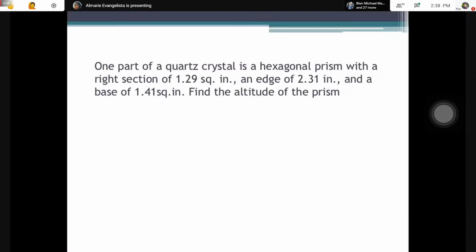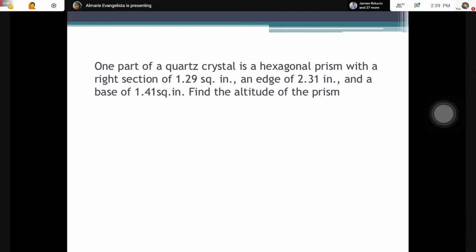Nababasa nyo? Opo. So, one part of a quartz crystal is a hexagonal prism with a right section of 1.29 square inch, an edge of 2.31 inches, and a base of 1.41 square inch. Find the altitude of the prism. So, kung kanina, volume yung pinapaalam sa atin, ngayon, height naman yung hahanapin natin.